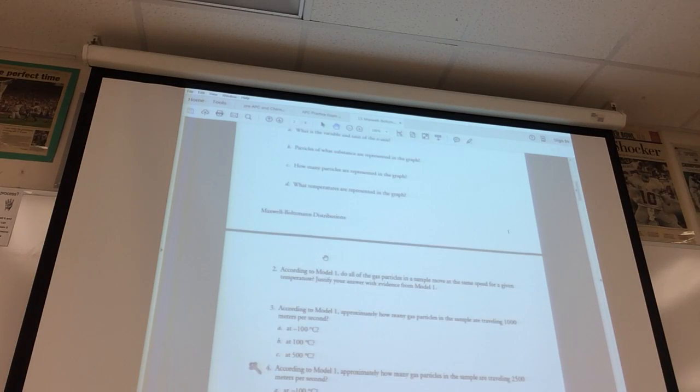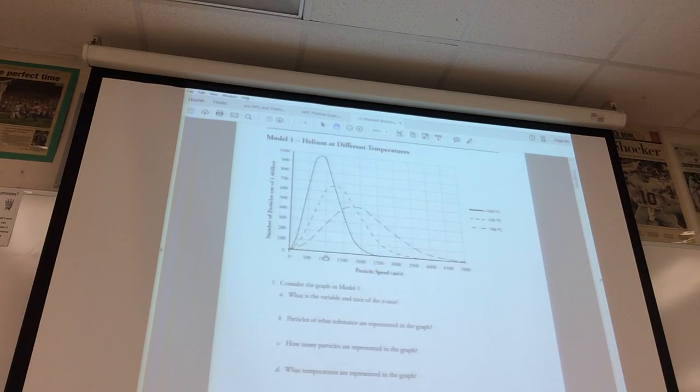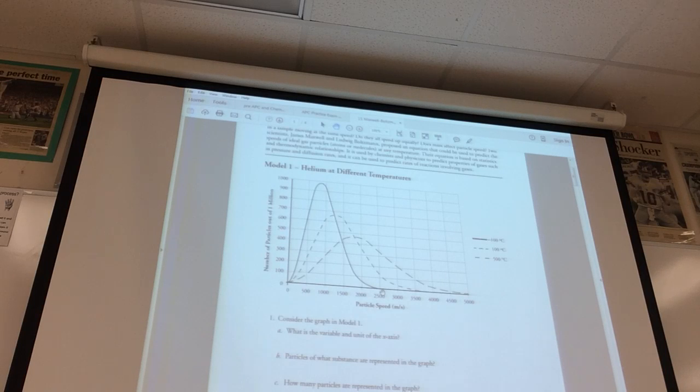But what happens in terms of looking at particles traveling at 2,500 meters per second? At negative 100, you would have 0. At 100 degrees, you would have maybe 150. And at 500 degrees Celsius, you would have about 350. So what you find as the temperature increases is that more particles can move at the faster speed. Okay?